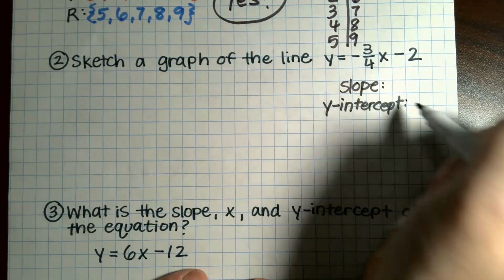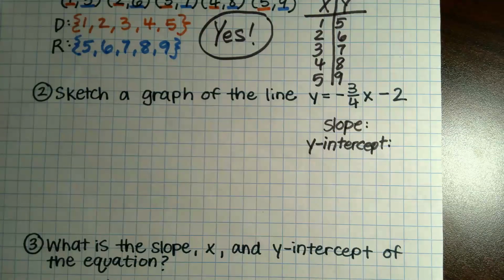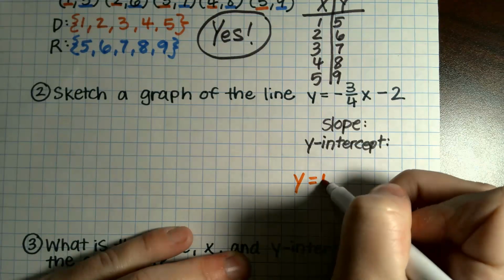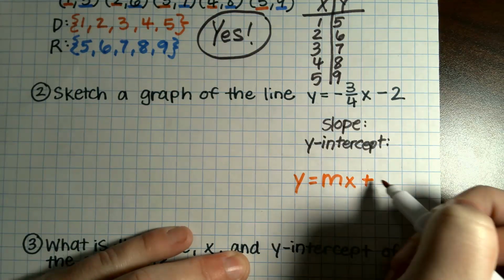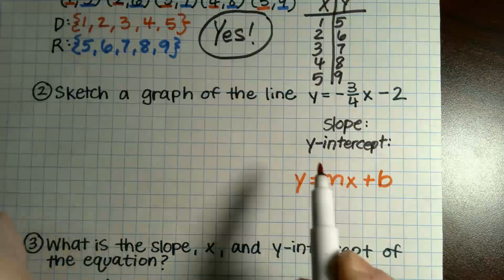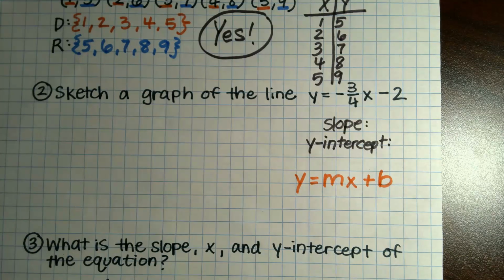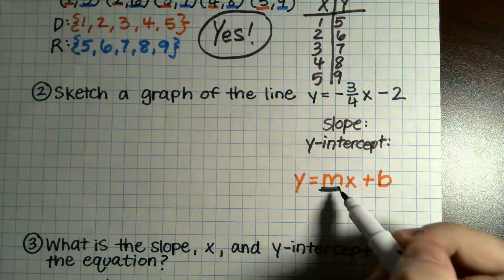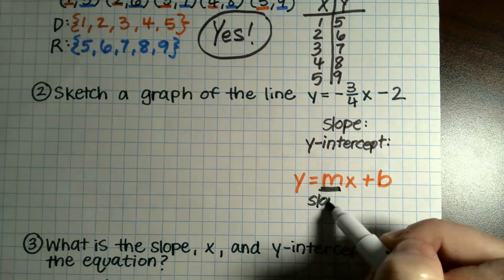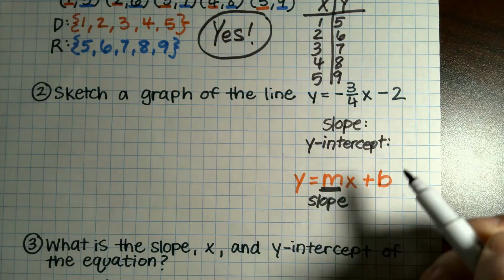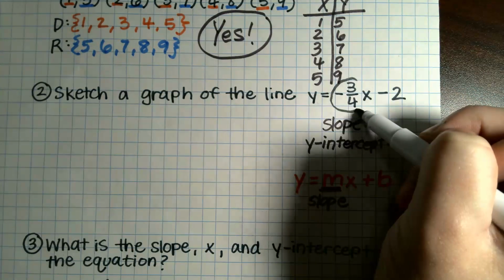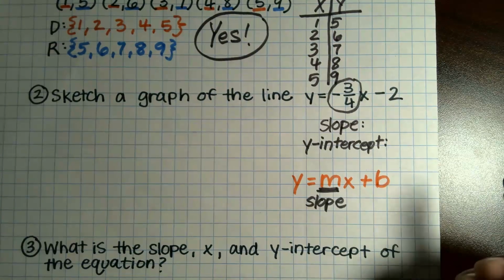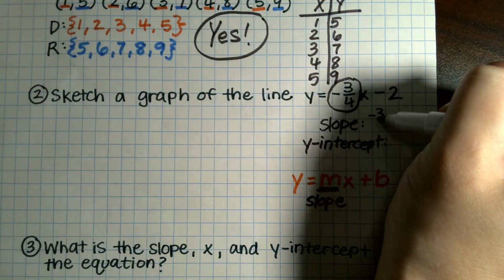So, remember, when we are looking at the equation y equals mx plus b, our slope is whatever the value for m is. So your slope is always going to be the number next to x. So what's our slope? Yes, it's -3/4.